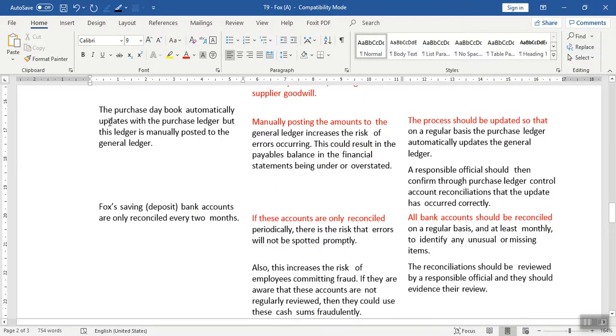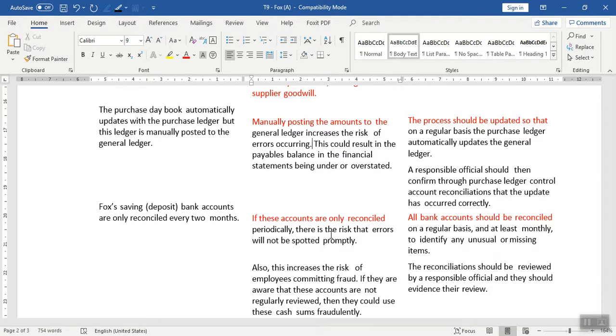The purchase daybook automatically updates the purchase ledger, but the ledger is manually posted to the general ledger. Manually posting to the general ledger increases the risk of error occurring. Why? Because it is performed by a human. Humans might key in the wrong thing, transfer the wrong thing, or update the wrong figure, because humans like to play with their handphones when they are working. This could result in the payable balance in the financial statements being understated or overstated. If there is an error, I don't know whether I updated more or less, so I can say under or overstated.